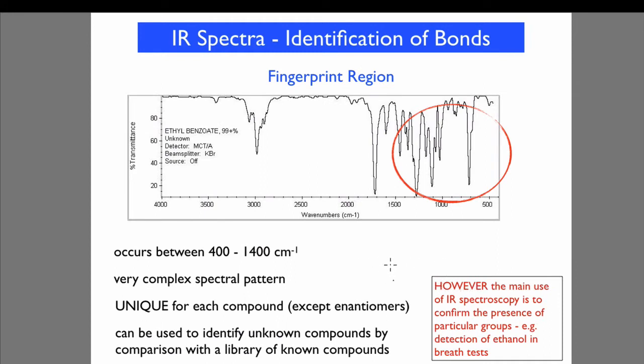So what is this fingerprint region all about? Well, it occurs between 400 and 1400 centimeters to the minus 1. It's usually a really complex spectral pattern, and it's unique for different compounds in the same way fingerprints are unique, and I suspect that's why they call it the fingerprint region. It isn't unique for enantiomers. It can be used to identify unknown compounds by comparison with a library of known compounds. However, this isn't the main use for it. The main use for infrared spectra is to confirm the presence of particular groups, these functional groups. It can be used for detecting ethanol in breath tests.